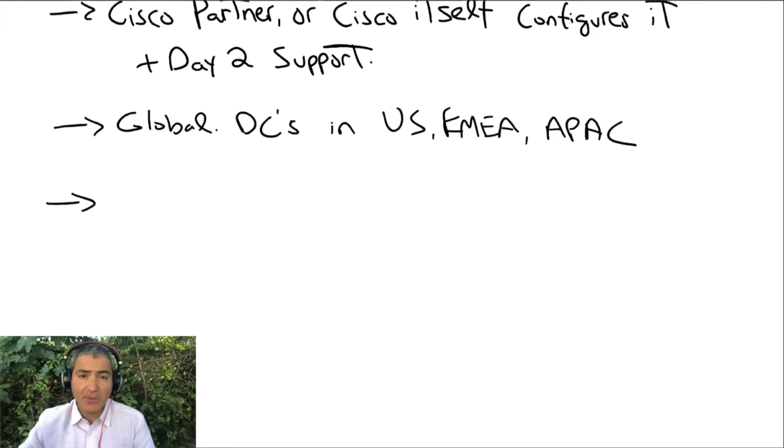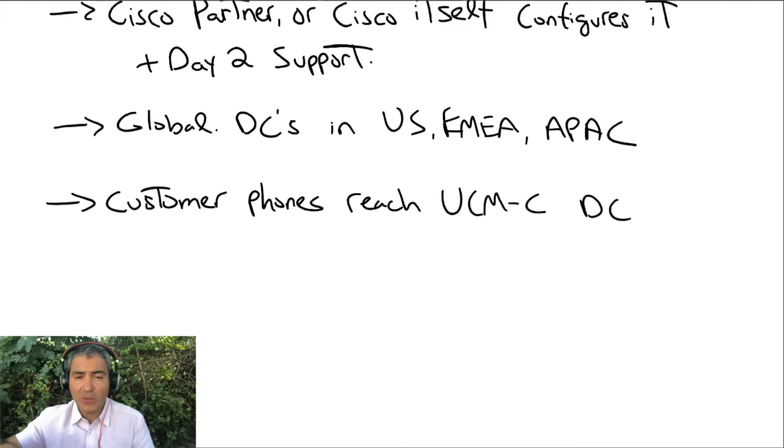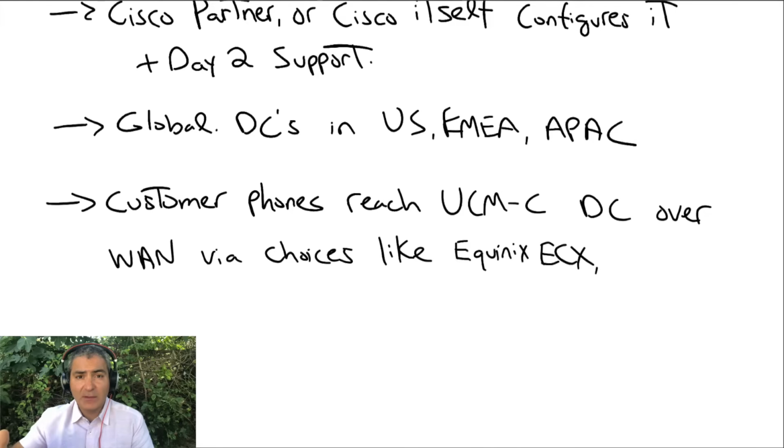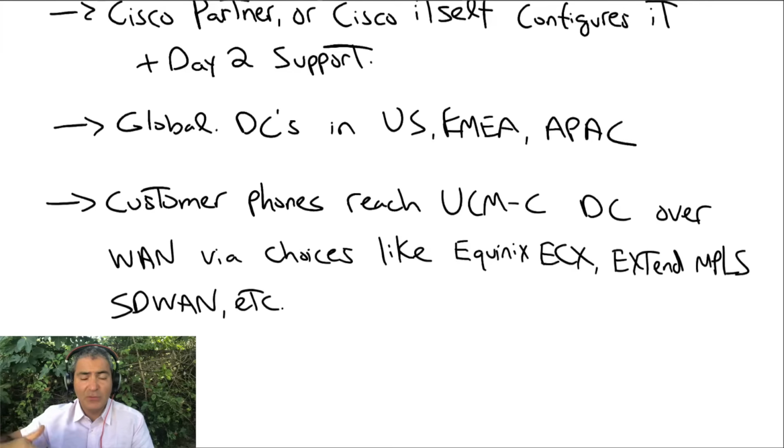Once the service is up and running, it's really your phones and video endpoints that are in your offices or in home offices around the world that just need to connect to the UCMC service. And the way you connect is very flexible. You can either extend your MPLS network into our UCM Cloud, you can use SD-WAN, or you can use Equinix, the Equinix Cloud Exchange. Most of these are private connections, so instead of going over the internet where you lose a lot of control, if you choose these private connections, then you're able to apply quality of service and monitor the network and really make sure that the quality of the video and audio is exactly the way you want it.